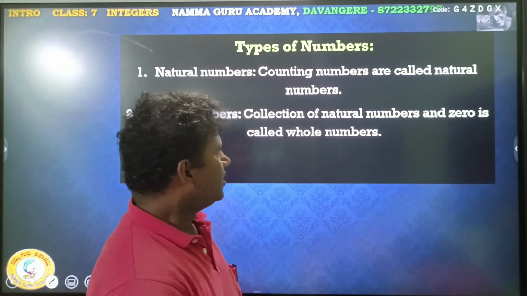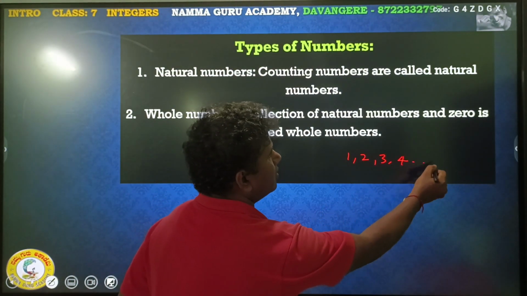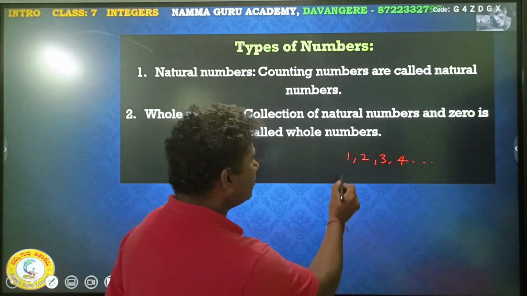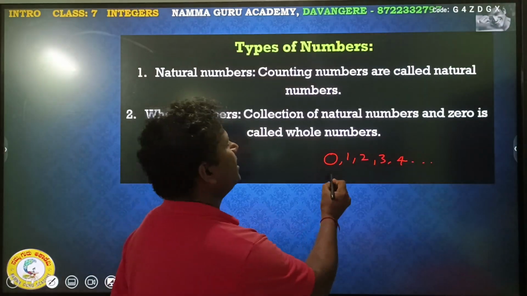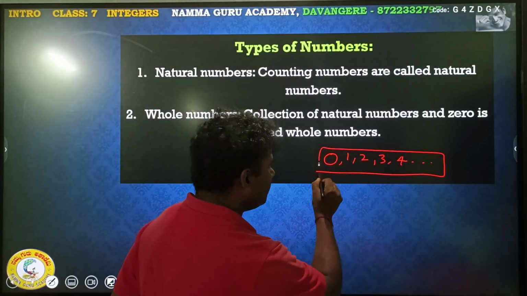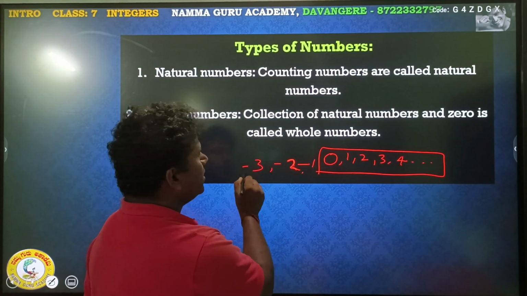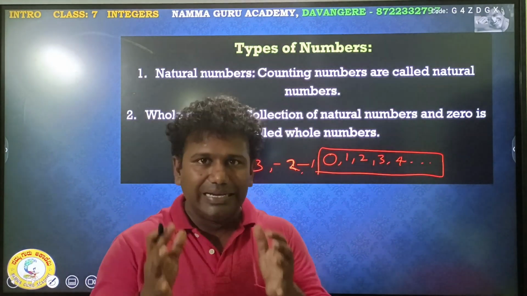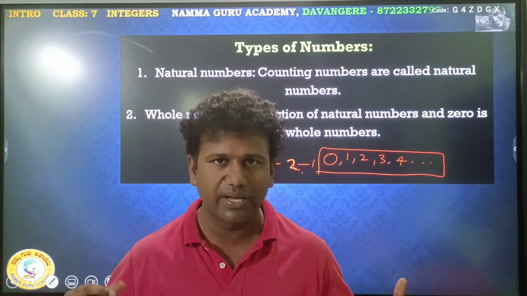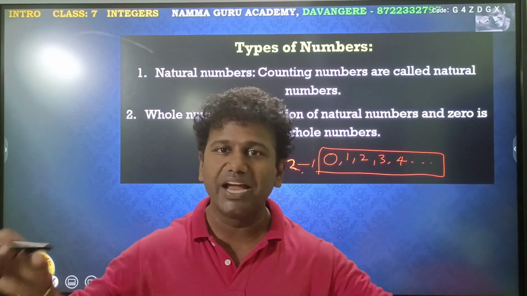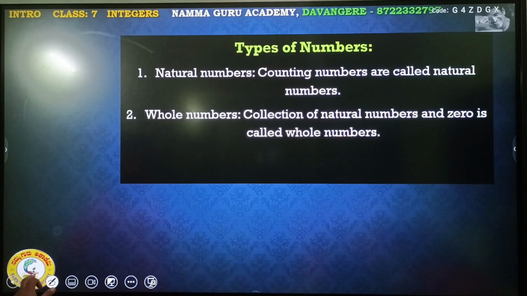What are integers? Here you have seen first natural numbers, then the second type of numbers, whole numbers, which included 0. So integers include whole numbers along with -1, -2, -3, and so on. So integers are a collection of whole numbers and negative numbers, or you can say positive numbers, negative numbers and 0. This collection or group is known as integers.